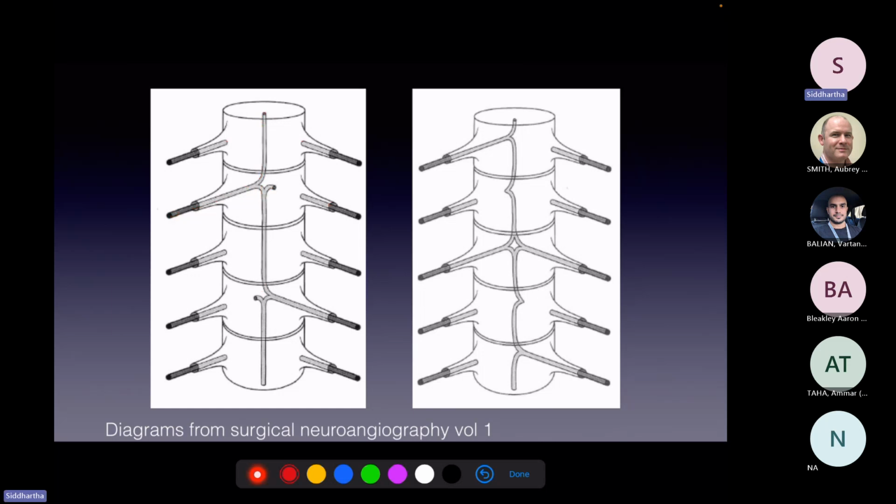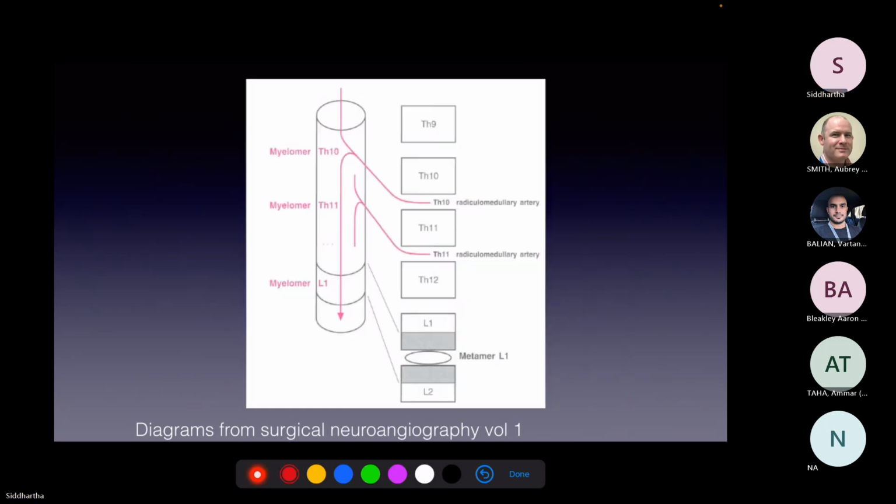And as we know, the spinal cord doesn't lengthen, and because there is an apparent lengthening of the vertebral column, the nerves are stretched. Similarly, the arteries are traveling along the nerve root, so that's why you have all the arteries going up, joining the cord, and coming down, forming the hairpin bend. So this is a diagram just explaining that.